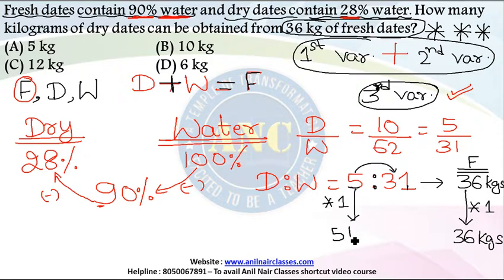Your question is, how many kgs of dry dates can be obtained from 36 kgs of fresh dates? 5 kgs of dry dates can be obtained from 36 kgs of fresh dates. Suppose the question is, how much water can be obtained from 36 kgs of fresh dates? What should have been the answer? 31 should have been the answer. But for this question, the answer is 5 kgs.